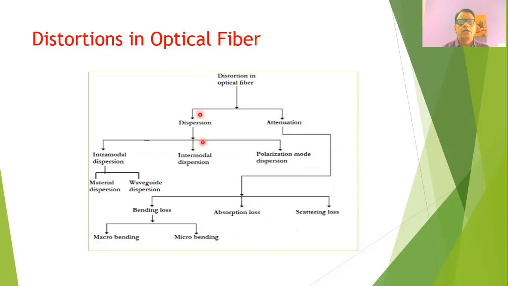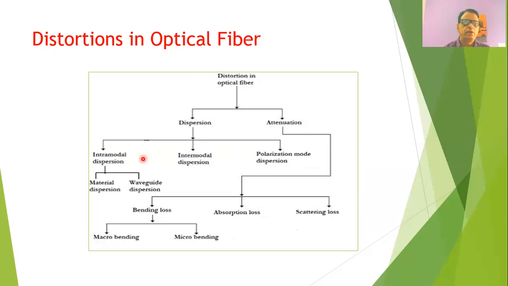Now, there is another type of distortion that appears in the propagation of light through the fiber, and it is called dispersion. Dispersion means that when the light pulse is propagated, the original pulse will change its shape. It will get wider, and that is called dispersion.